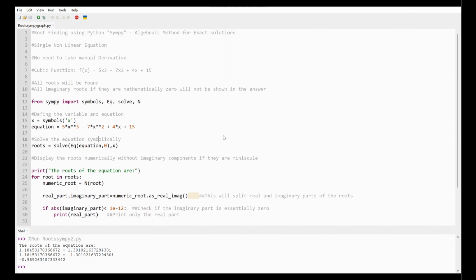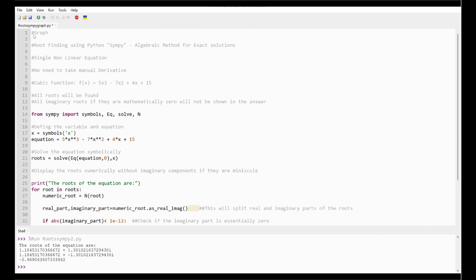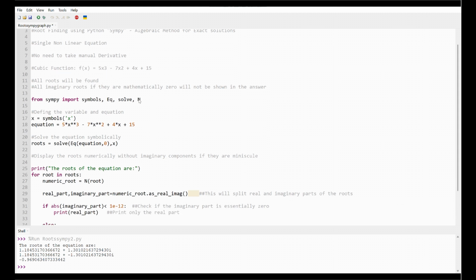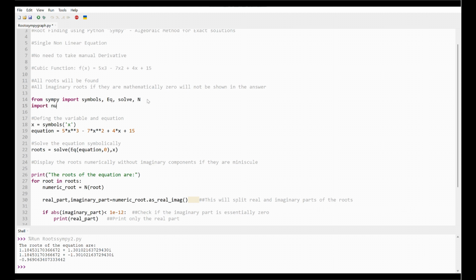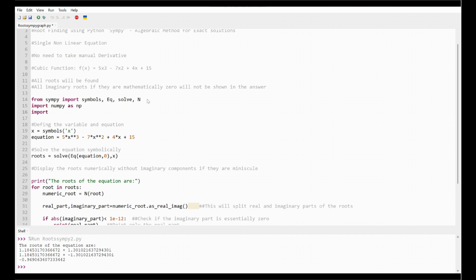So I will say over here, graph will be plotted. And I will import matplotlib.pyplot as plt. And I would need to tweak this code slightly, because this equation is a symbolic equation, and a symbolic equation cannot be used for evaluation purposes in Python. It needs to be converted to a Python function so it can be numerically evaluated. What do I mean by this?